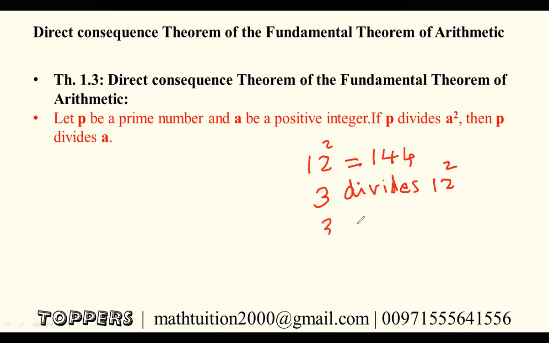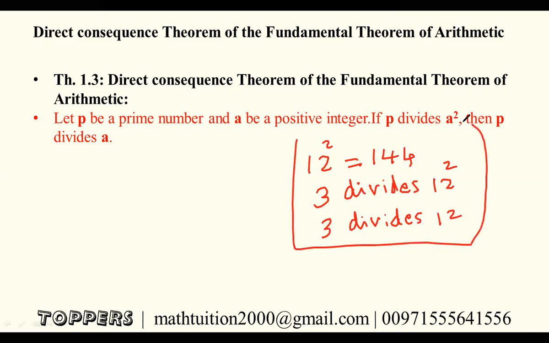So the theorem saying 3 divides 12 also. This simple theorem is known as a direct consequence of the fundamental theorem of arithmetic. Fine. So if you have a prime number, and that prime number divides a square number, then that prime number divides its square root also. P divides A square, then P divides A. Okay, simple.